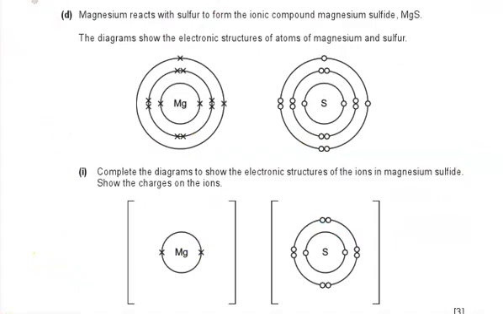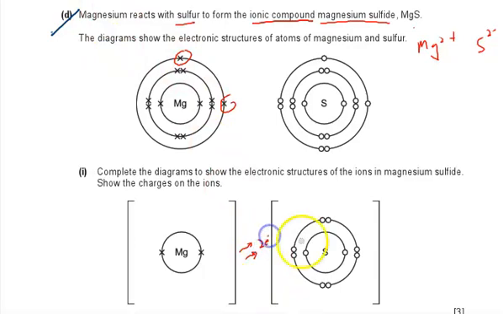Okay, here the D. Magnesium reacts with sulfur to form the ionic compound magnesium sulfide. So we have here magnesium 2 plus, it will donate 2 electrons, and we have sulfur here as 2 negative. The diagram shows the electronic structure of an atom of magnesium and sulfur. So here we have 2 that will be donated. 2 electrons will be donated.